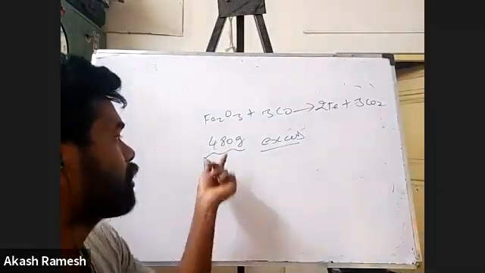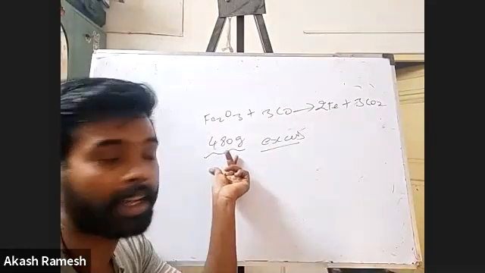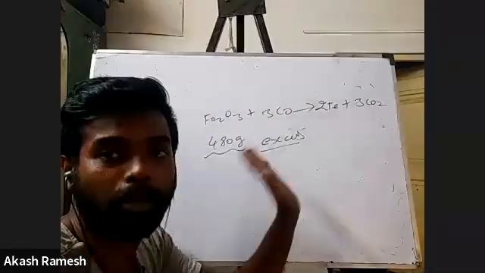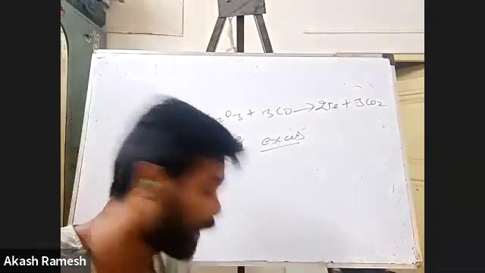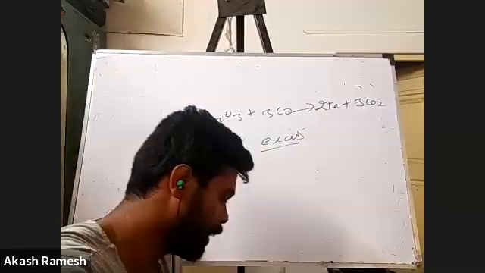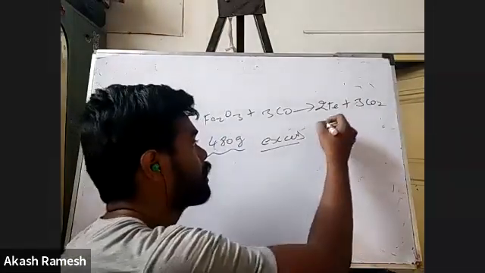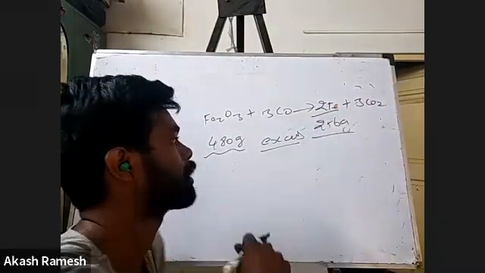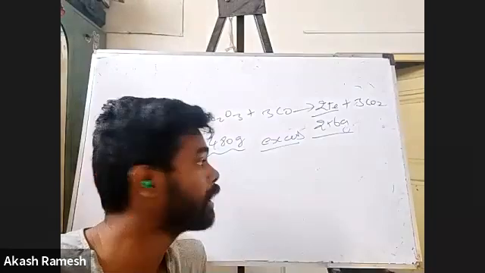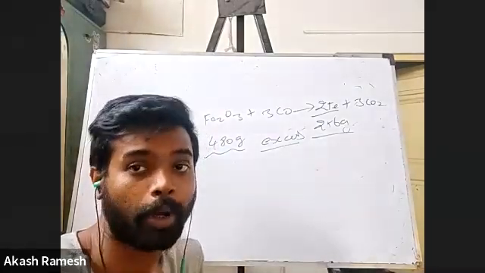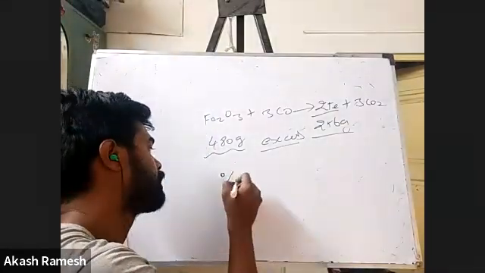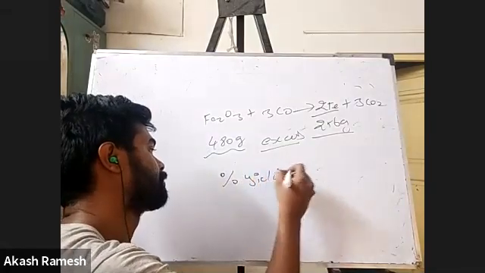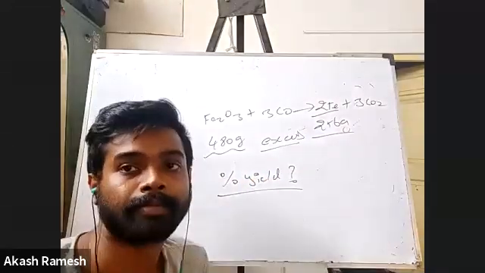So 480 grams of Fe2O3 is reacting with an excess amount of carbon monoxide. They're also telling that they got 256 grams of iron. The iron which is getting formed is 256 grams. Now what they're asking you is the percentage yield of the reaction. Can you do it?